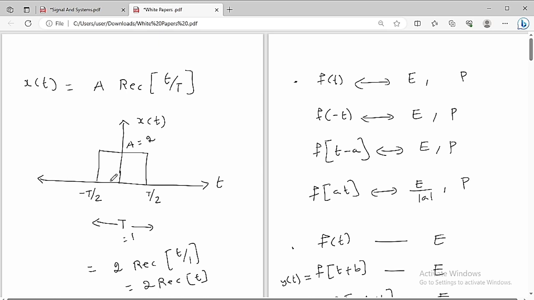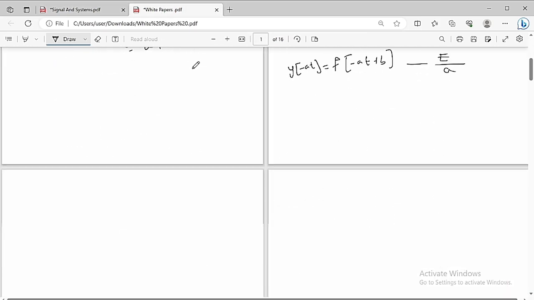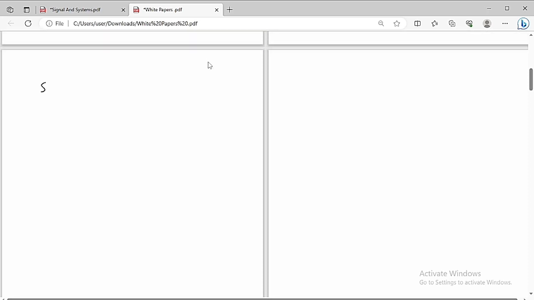This notation is just a notation, right? So the next point is, when a periodic signal is multiplied by an exponentially varying signal, then the resultant is always aperiodic. Yes, very simple. Suppose there is sine omega t. Sine omega t is a periodic signal. So e to the power of vt into sine omega t is nothing but an aperiodic or non-periodic signal.